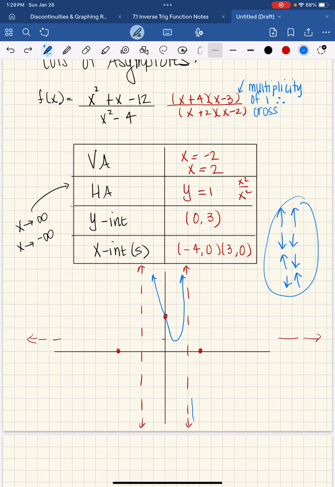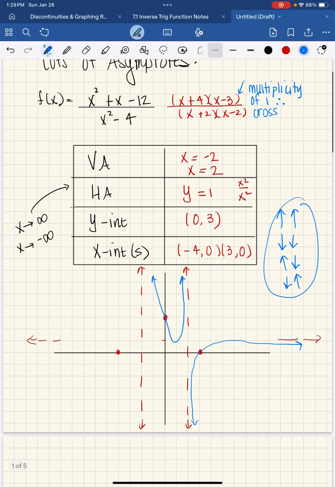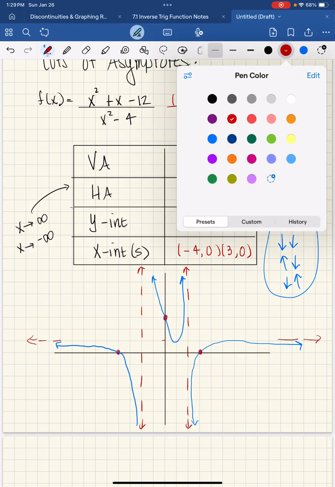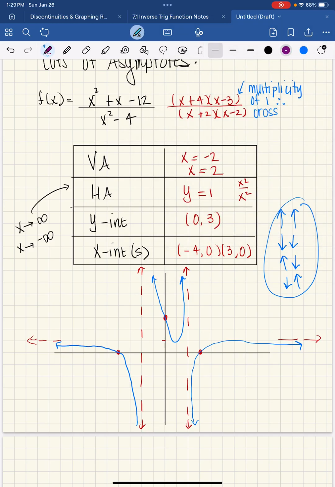I have to come up from the bottom, cross over the x-intercept, and approach the asymptote from underneath. And the same thing is going to happen on the left. And that is what my graph looks like.